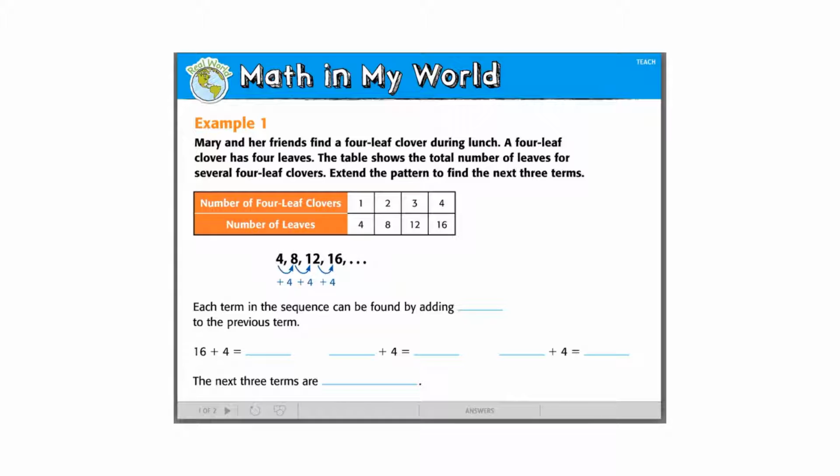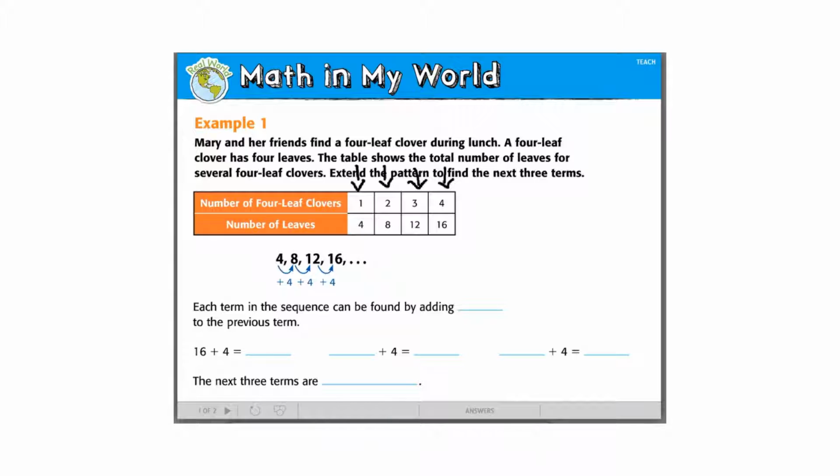So, one 4-leaf clover, I'm looking at the chart here. One 4-leaf clover has 4 leaves. 2 4-leaf clovers has 8 leaves. 3 has 12 leaves. 4 has 16 leaves. What is the pattern of these numbers? 5, 4. And it says, isn't it weird how it says a 4-leaf clover has 4 leaves?